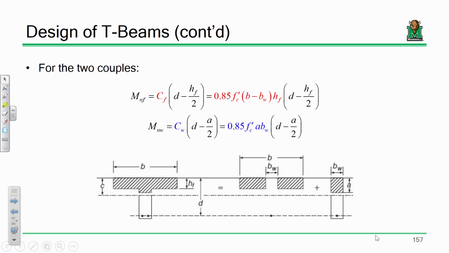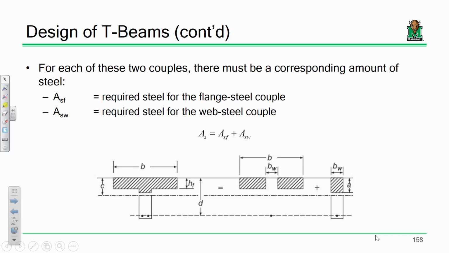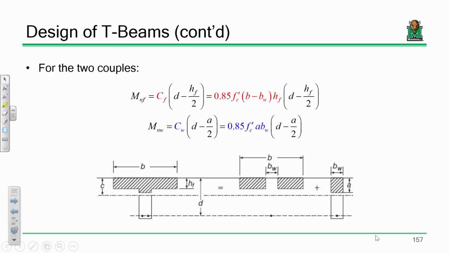So if we find out we're dealing with a true T-beam, we can calculate this right off the bat because this is not dependent upon the steel at all. This one is, however, because it's dependent on a. So we'll calculate MnF, and then we'll solve for how much MnW we need. For each of those couples, we'll back calculate how much steel we need because, remember, equilibrium has to hold. Compression has to equal tension. So for each of those moment capacities, there's going to be an area of steel required to meet equilibrium.